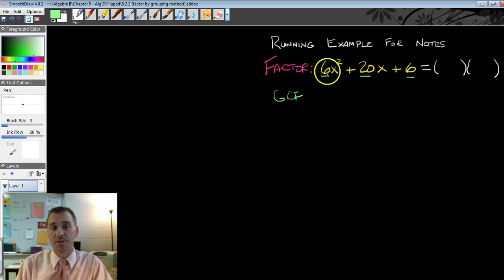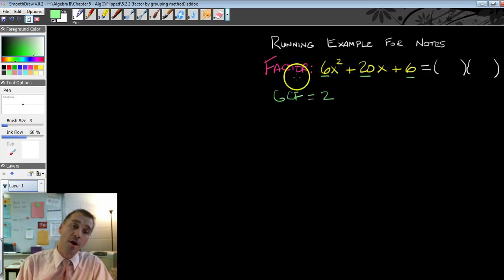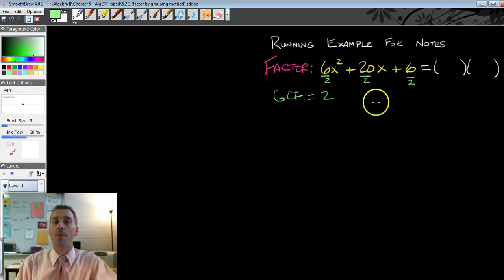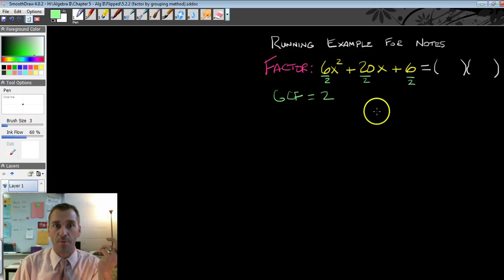3 works because 3 goes into 6, but 3 doesn't go into 20. The biggest one that goes into all 3 of these is actually just a 2. So I'm going to factor out a 2, which basically means this. When I factor out a 2, I'm going to undistribute the 2 from all 3 of these terms. AKA, what I'm doing is just dividing each of these by 2. So I'm factoring out, I'm undistributing, I'm unmultiplying. The reverse of multiplication is division.